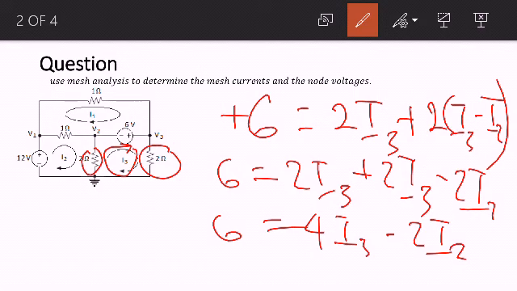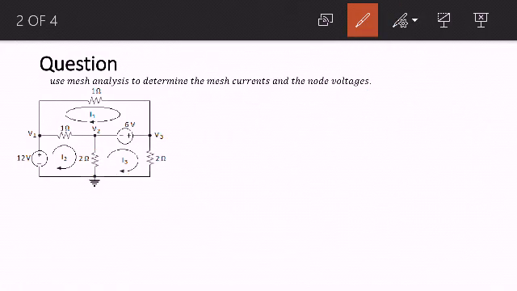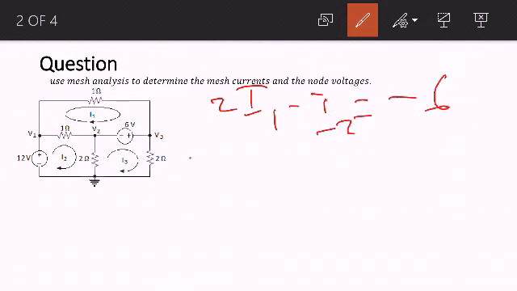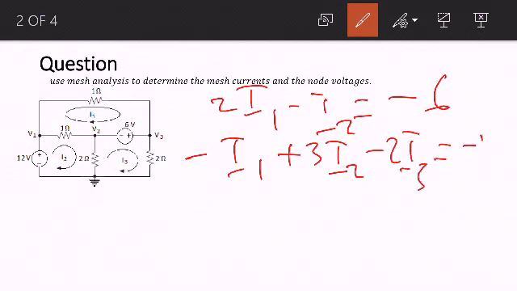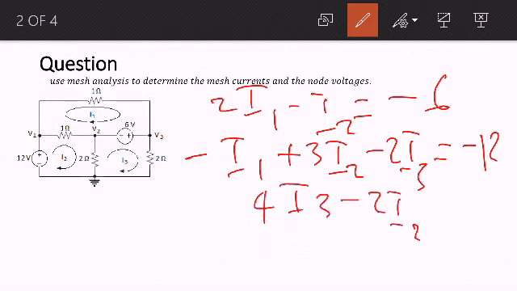So you notice here that we have three equations. Let's list them. The first one is 2I1 minus I2 is equal to minus 6. The second one is minus I1 plus 3I2 minus 2I3 is equal to 12. Then the third one is 4I3 minus 2I2 equal to 6. We are supposed to solve these three simultaneously. Sorry, the second one is plus 12, not minus 12.